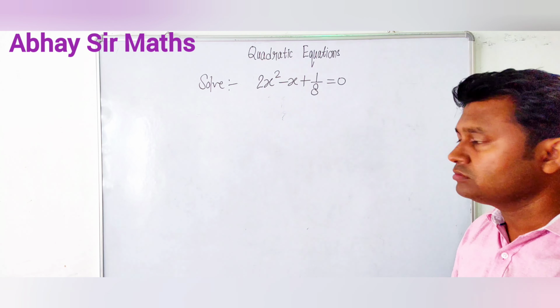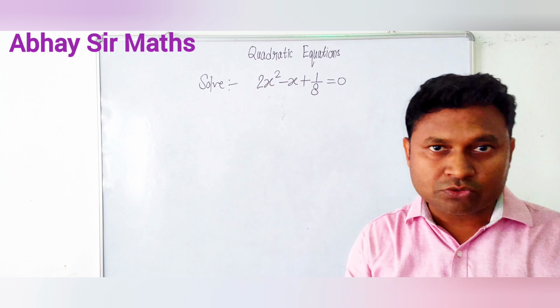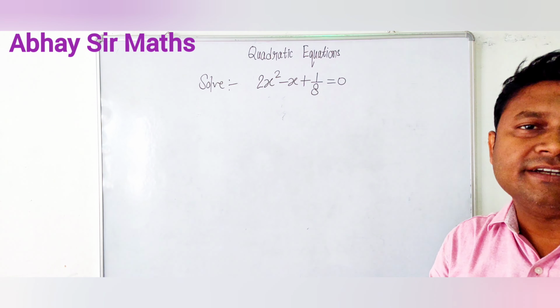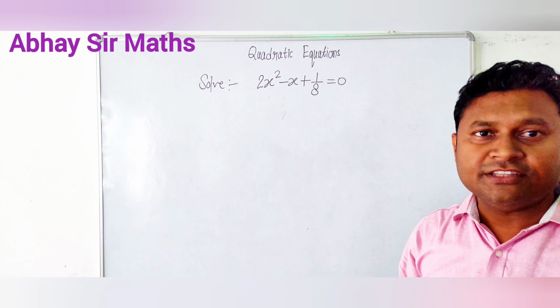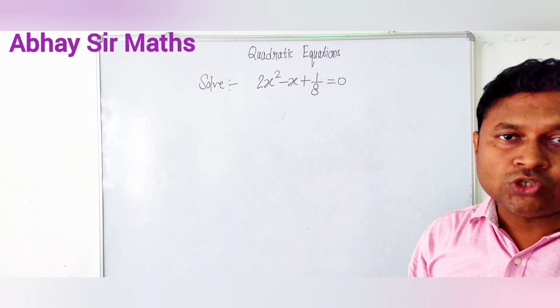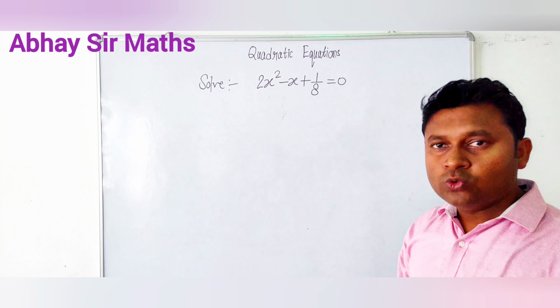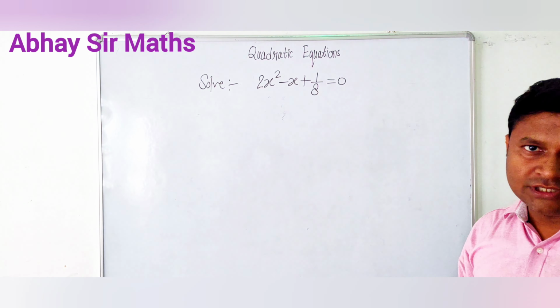Today we are having this question from quadratic equations: 2x square minus x plus 1 by 8 equal to 0. Now just looking at this question, some of you might get worried: oh my god, where is this 8 in the denominator coming from? So don't worry, you can very easily solve it.